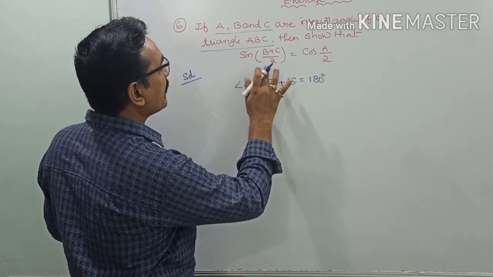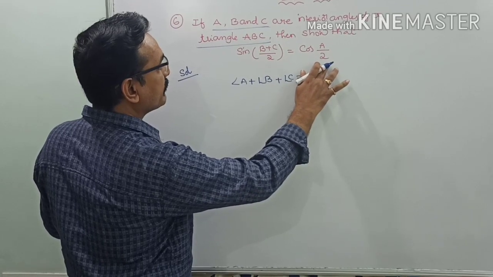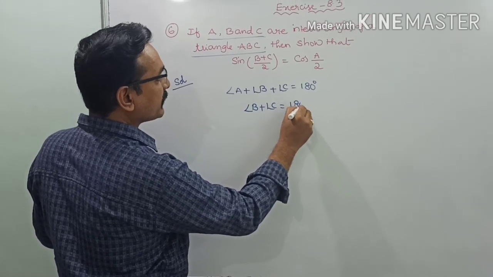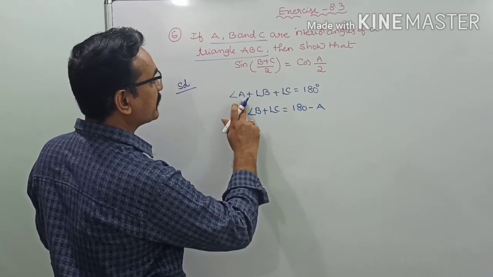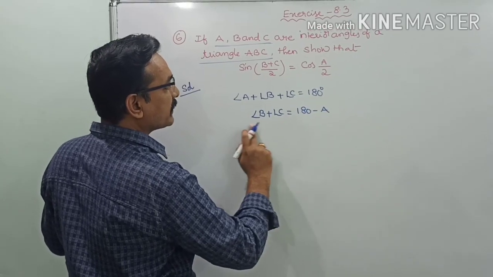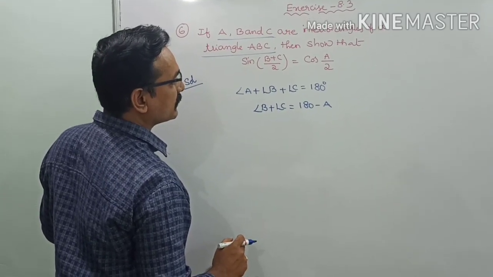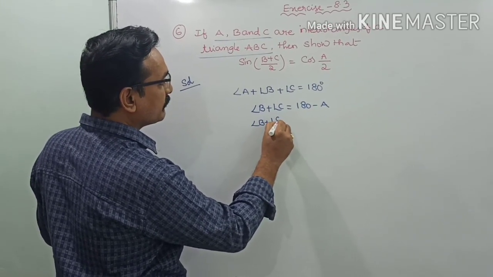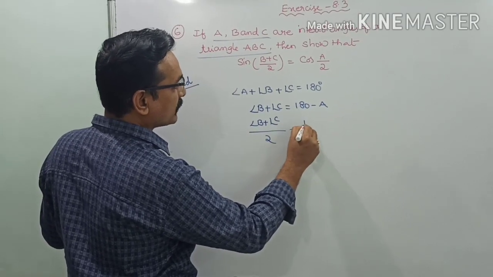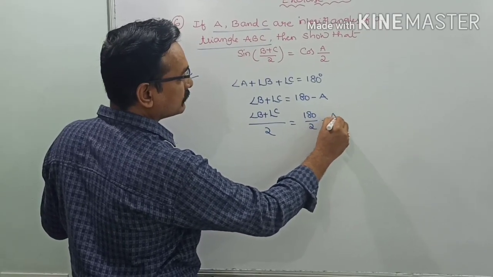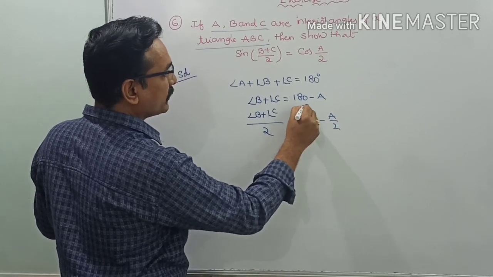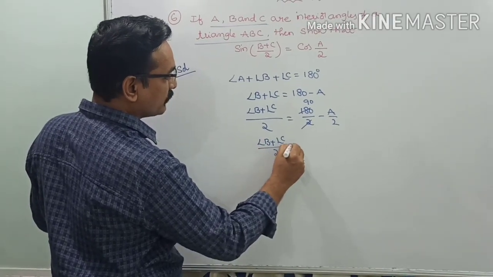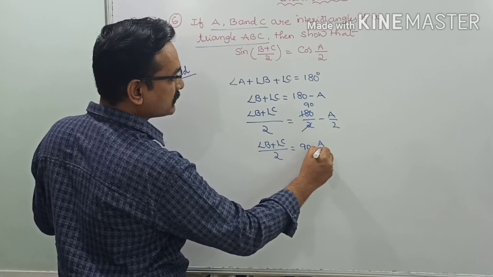Then we have (B plus C) by 2 equals cos of A by 2. So leave B plus C on the left hand side and we can write 180 minus A, transposing angle A to the right hand side. Now divide all the angles by 2, so we can write (angle B plus angle C) by 2 equals 180 by 2 minus A by 2. 2 cancels, giving 90. So (angle B plus angle C) by 2 equals 90 minus A by 2.